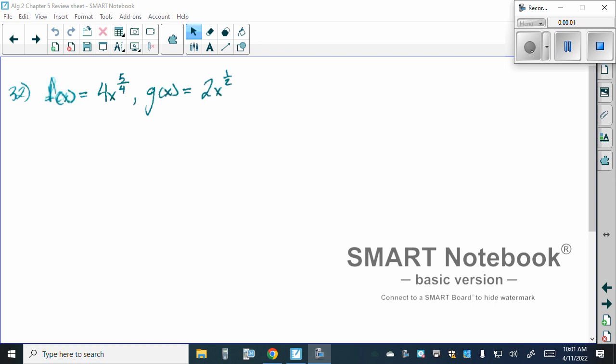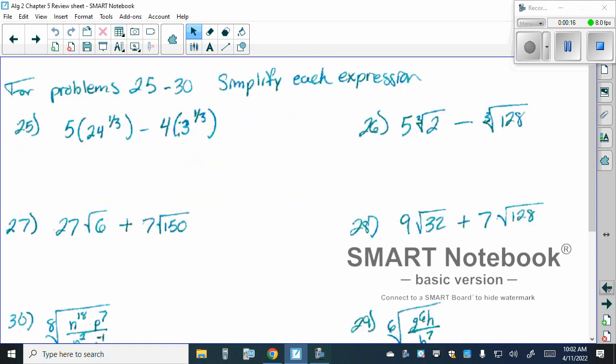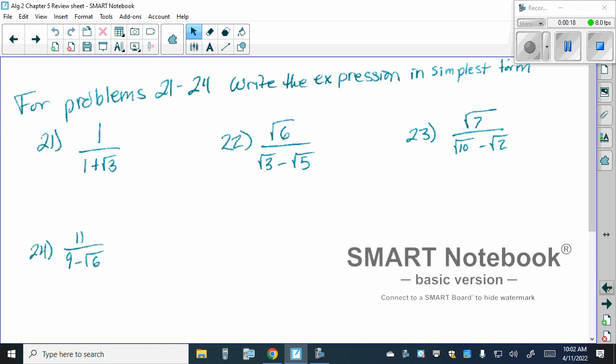Guys, so we're going to go on and finish up the review sheet. So we've got about halfway through this. So these are the ones we finished up with for solving these here.